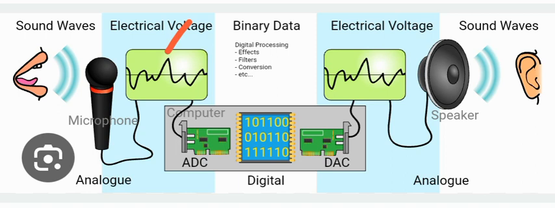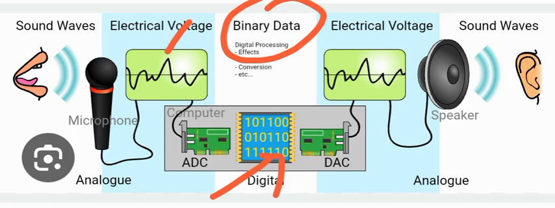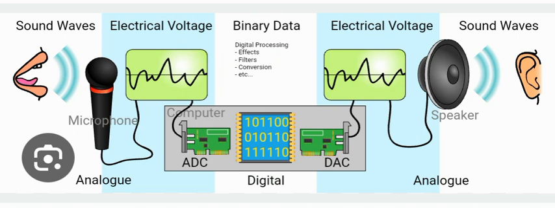Now those digital codes will be fed for further processing. That is nothing but your binary data, which has logic 0 and logic 1. That's why we call it binary, and that binary data will be processed through digital signal processing circuitry, which is right here. It will, for example, add some effect, filter out the noise, do some conversion, amplify, and so on.